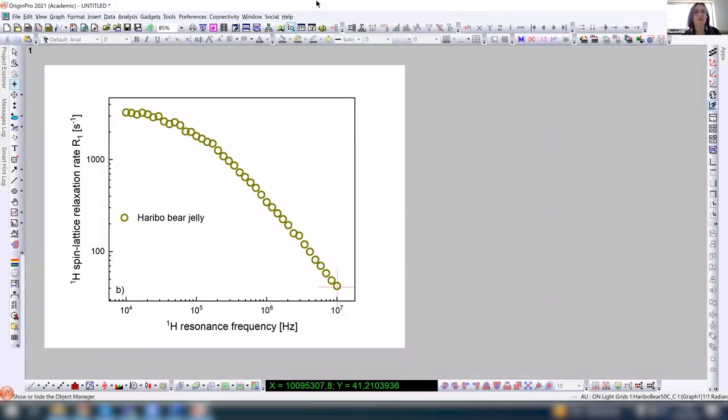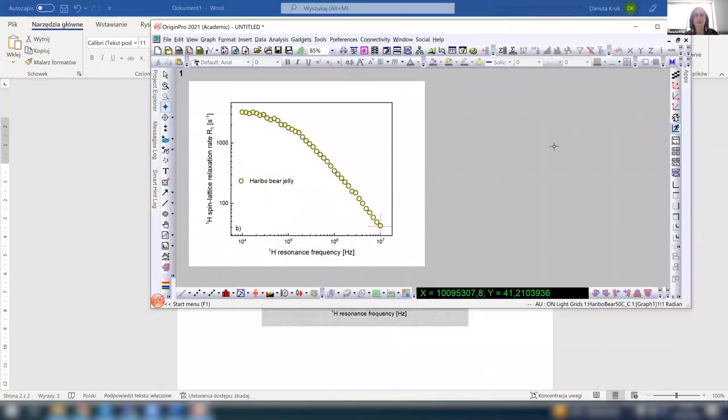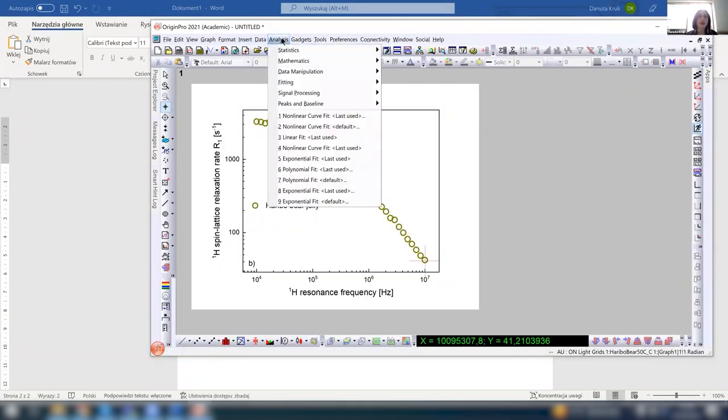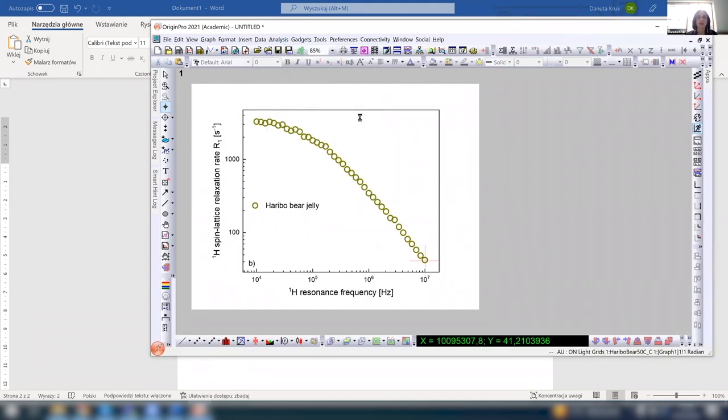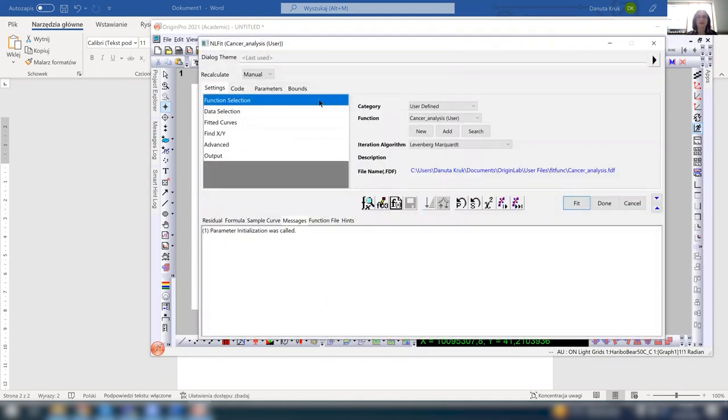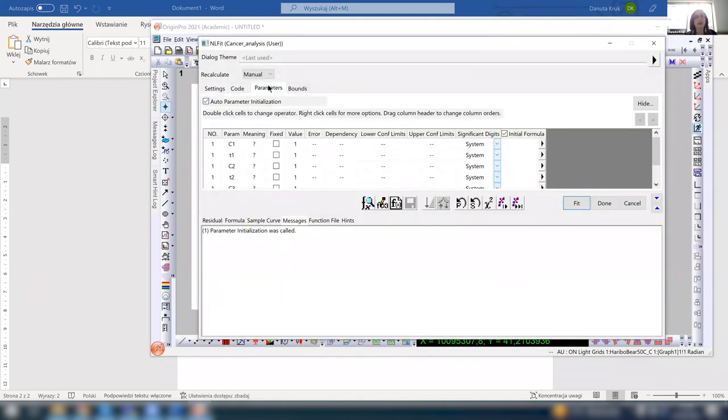So let us start similar analysis. Analysis, last used. Parameters. I will do such a thing. I will keep the constants. So 1.4658, and the second one. Let's keep it like that.